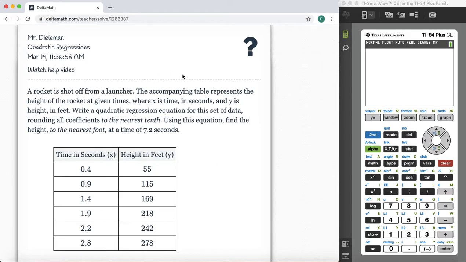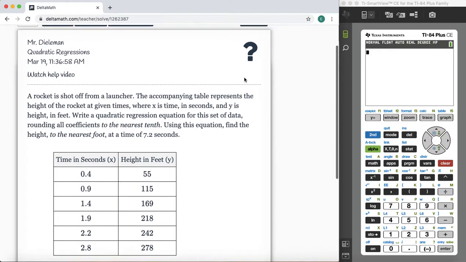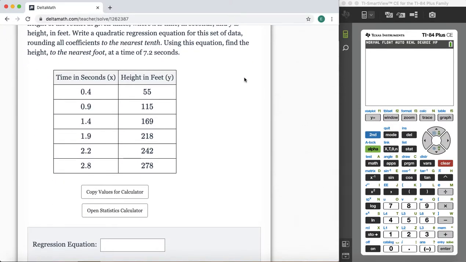So first and foremost, I'm going to do it on my graphing calculator like what you guys would have in person, and then I'm going to show you guys how to do it on Delta because they give you a calculator as well. So this is our table of values.